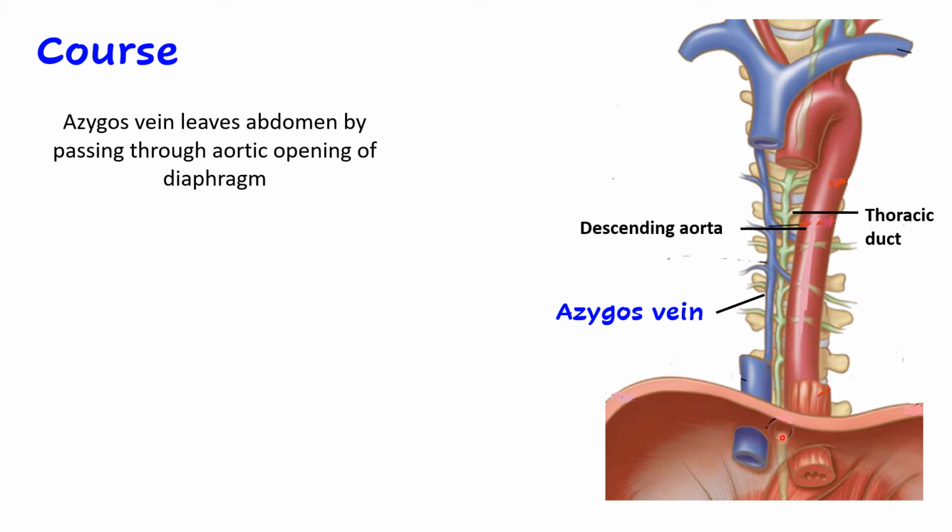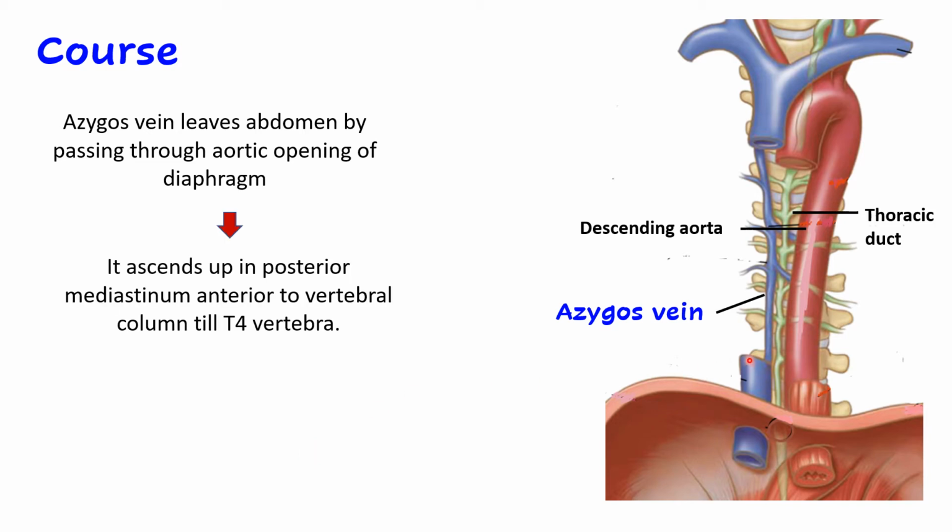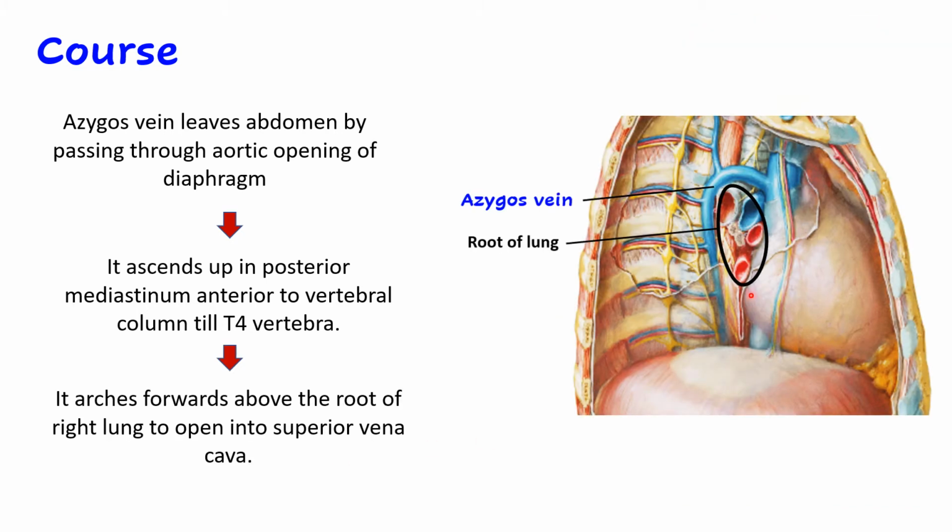It enters the posterior mediastinum by passing through the aortic opening in the diaphragm. This is present at the level of the T12 vertebra. Once it reaches the posterior mediastinum, it ascends up. Till which vertebral level? Till the T4 vertebral level. It will be present on the anterior aspect of the vertebral column. When it reaches the T4 vertebra, after that it arches forward over the root of the lung.